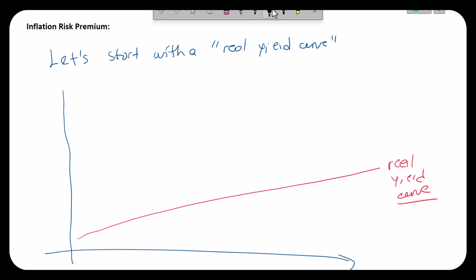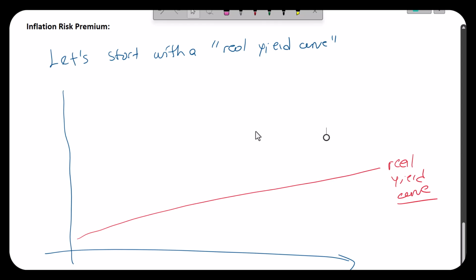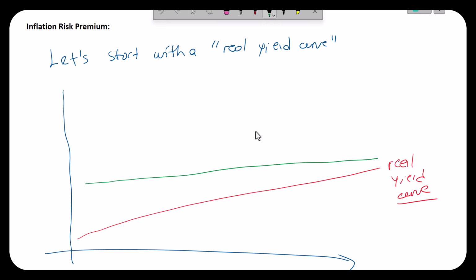Let's make that green. That's the bump you get. This differential. That's the expected inflation for those maturities. Okay.